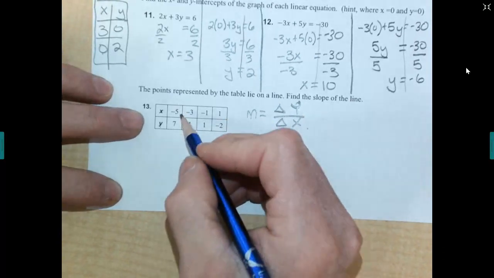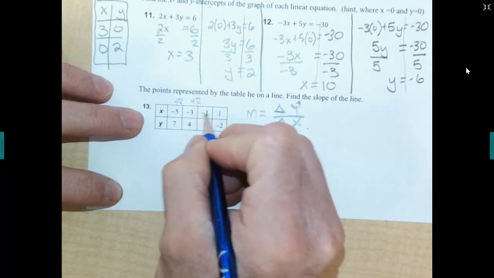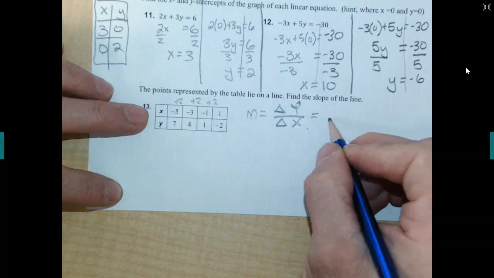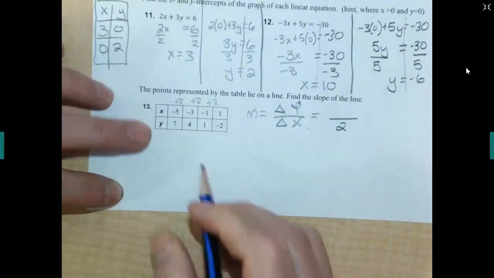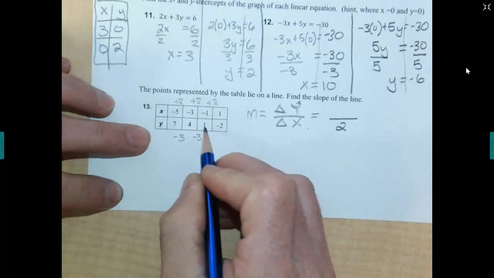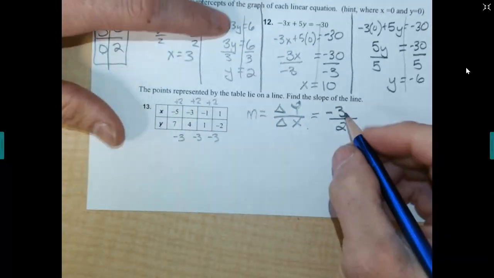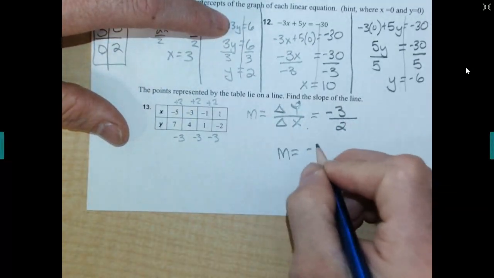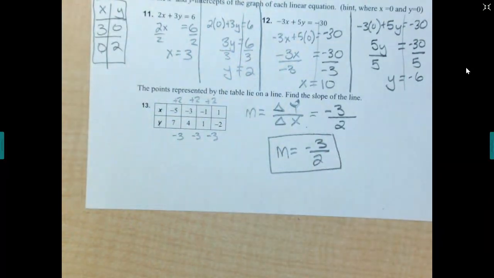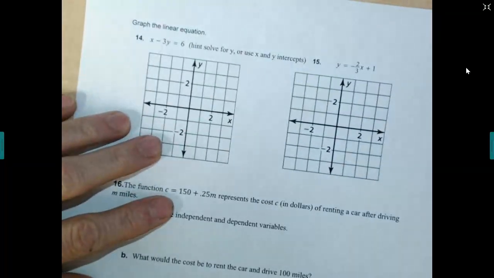Alright, the change here, I have plus 2, plus 2, plus 2. So the change in x is consistent. The change in x is a positive 2. Change in y is minus 3, minus 3, minus 3. So my slope equals negative 3 over 2. Alright, let's move on.